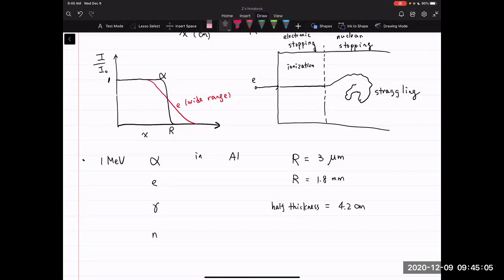Okay. So if you compare the three of them, heavy charged particle, light charged particle, and photon, the range goes from micrometer to millimeter and to centimeter. So gammas can penetrate inside the materials much more deeply.